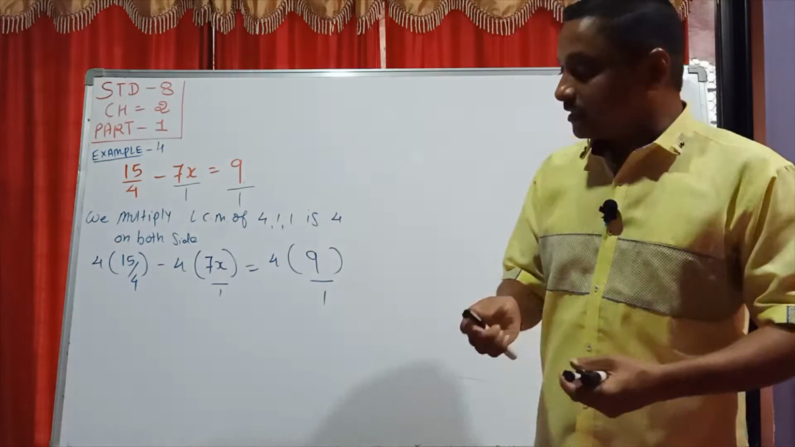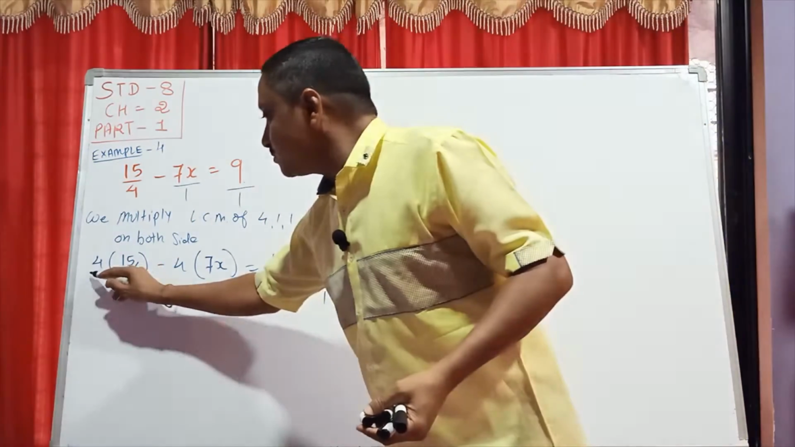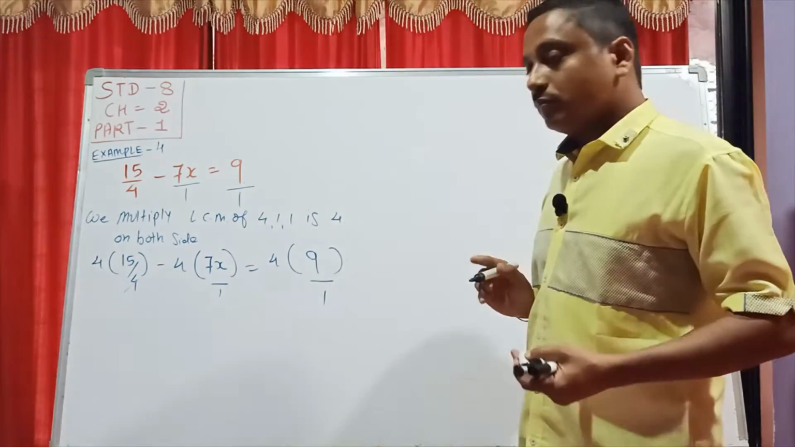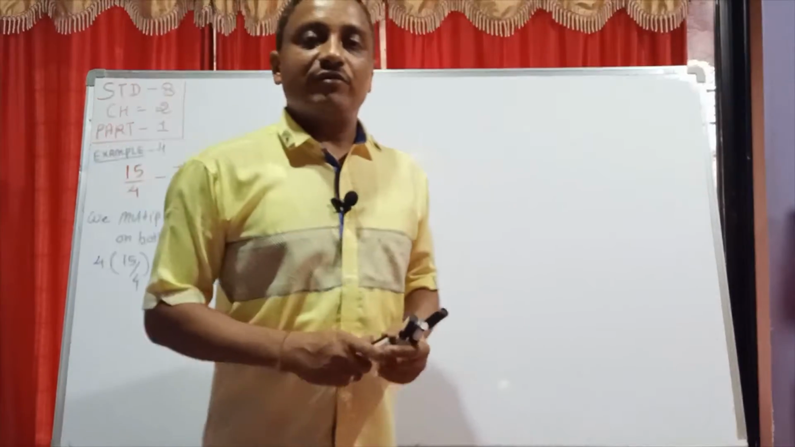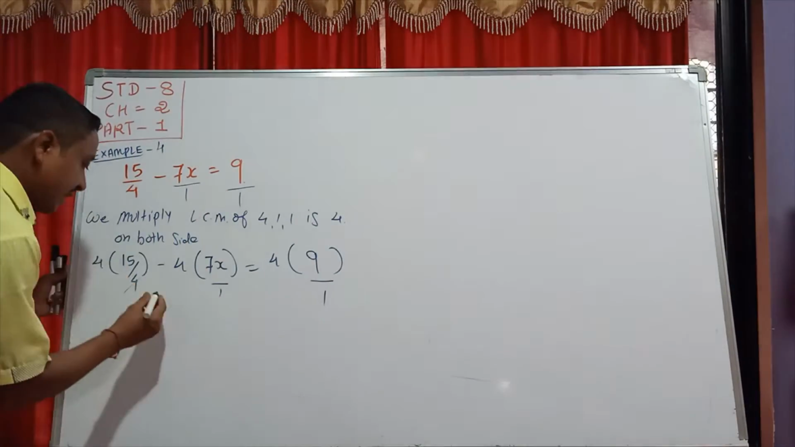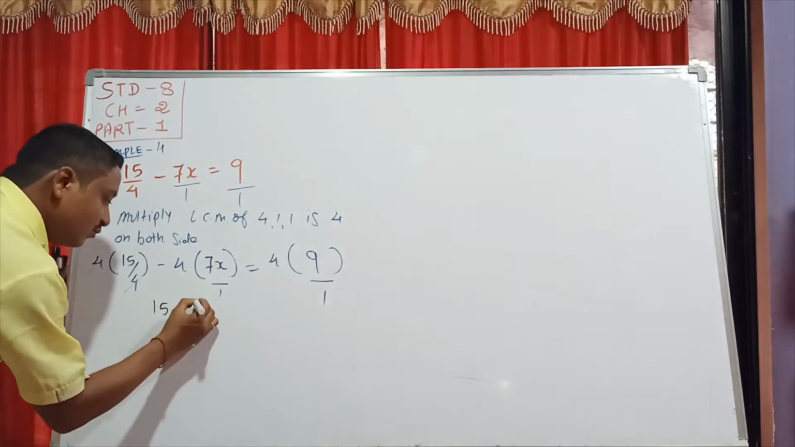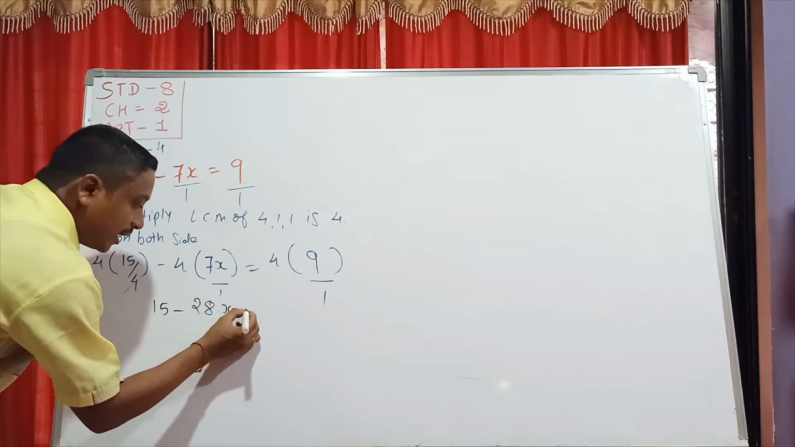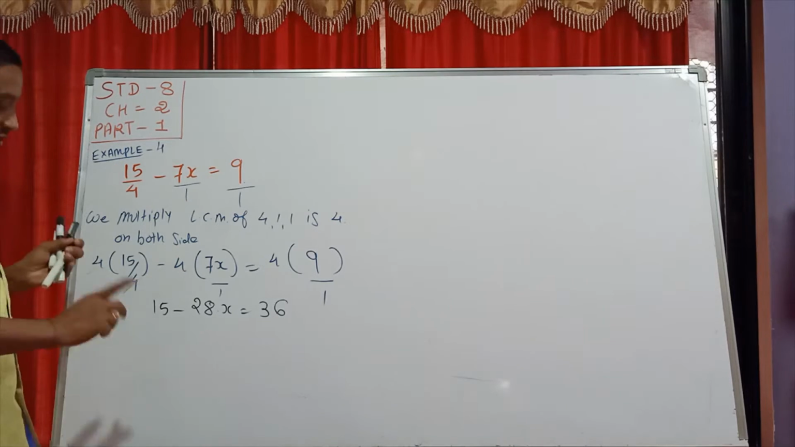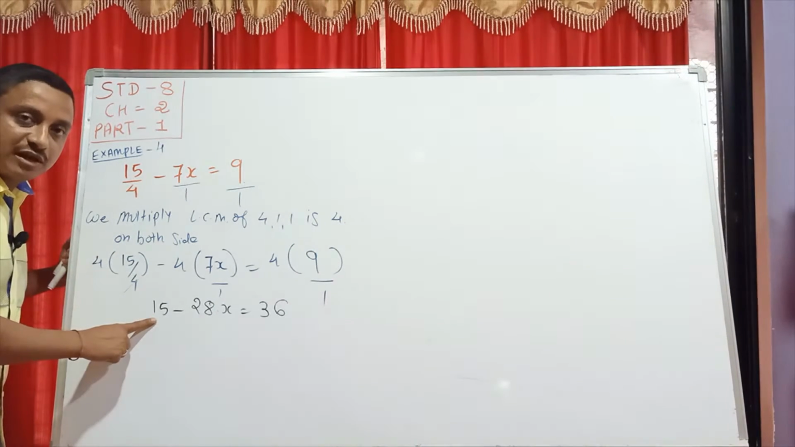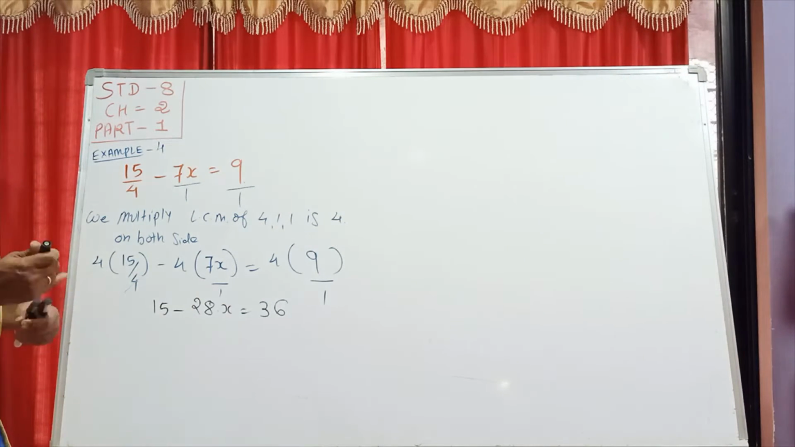Now look at that, students. These are cancellations. This 4 and that 4 are gone. The other denominators, 1 and 1, are as they are. So finally we have 15 as it is, 7 4s are 28x, and 9 4s are 36. Now look at that, students. First I remove this plus 15, so we subtract 15 on both sides.